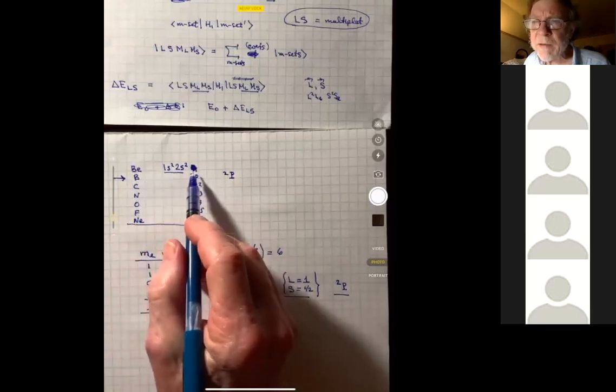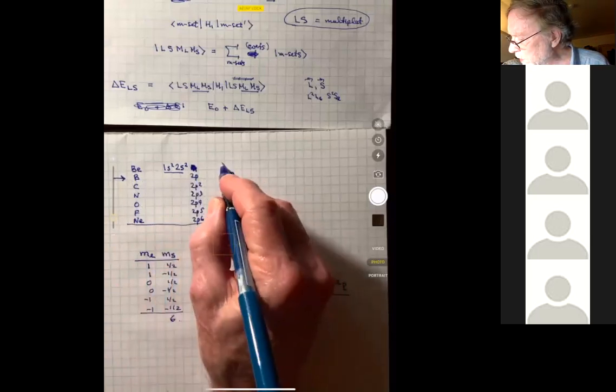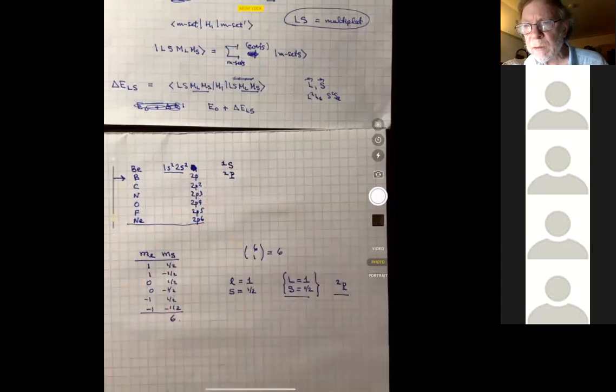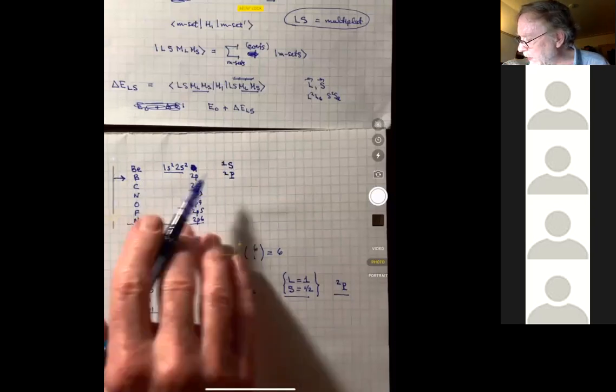As far as beryllium is concerned, it doesn't have any electrons at all in the 2p subshell. So this is actually a singlet S. That's to say it's both L equals 0 and S equals 0. That's because complete subshells have total angular momentum, both orbital and spin, equal to 0. So we've got two of the atoms taken care of like this.